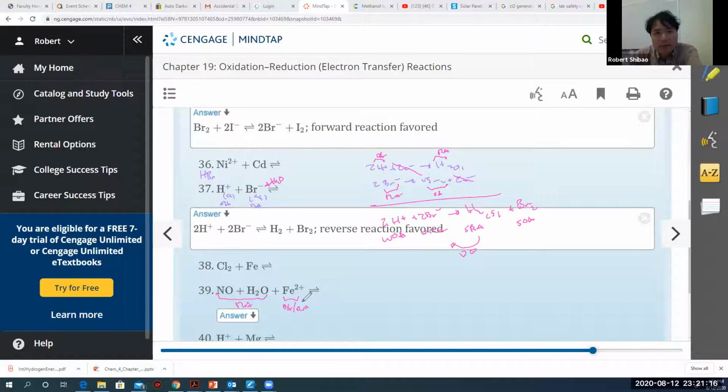In this case, we can't have 2 reducing agents react, so we've got to pick one. And this is the better reducing agent. Or actually, I don't know if NO and H2O is a better reducing agent than iron 2. We have to look that up on the chart. And so let me go to the chart and we'll take a look at that chart. And so we're comparing the 2 reducing agents, NO versus iron 2.